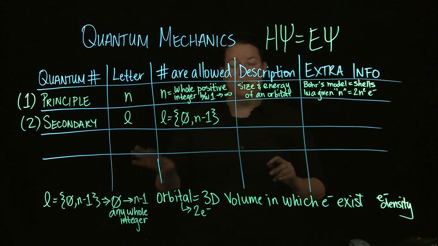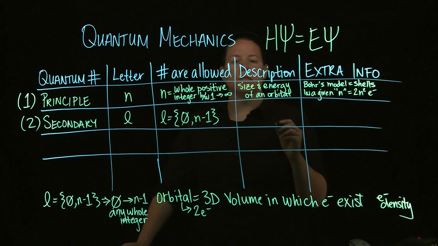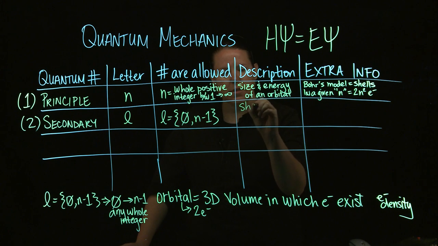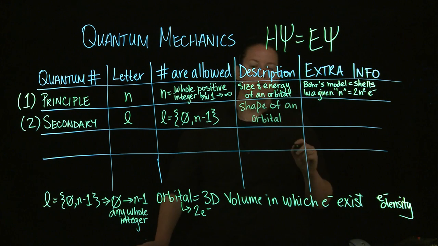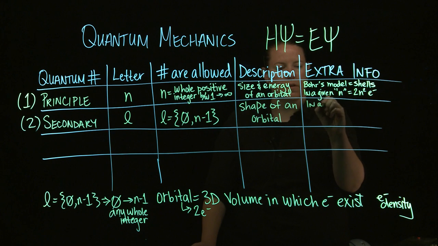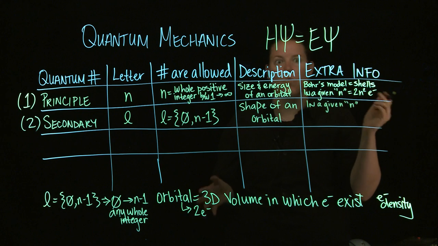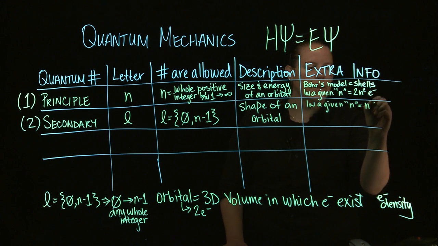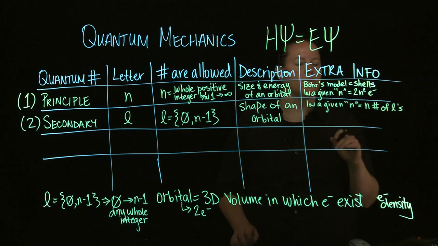Okay? And you need to know how to predict what numbers are allowed for each of these. In terms of this description, this describes the shape of an orbital. Perhaps I should put n here. An orbital. Okay, so in a given N, if I describe what N is, like if I say N is equal to 1, then there are N number of L's, right? So there's N number of shapes.